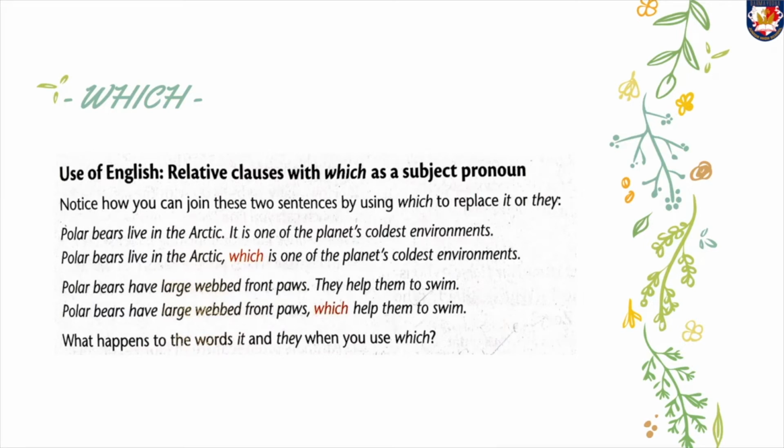The second example, polar bears have large webbed front paws. They help them to swim. If we put which, we have to erase they, and the sentence becomes, Polar bears have large webbed paws, which help them to swim.